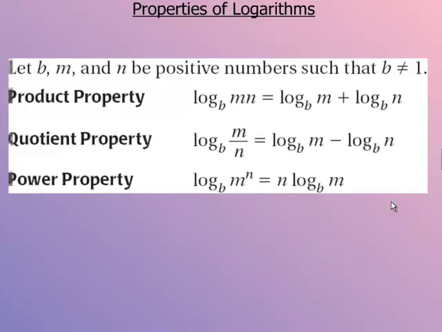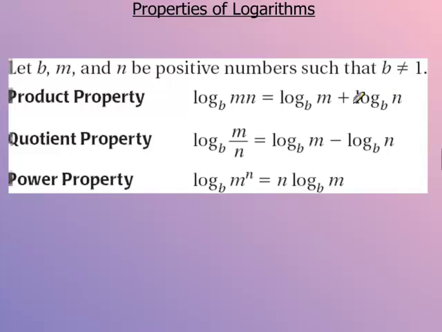In today's lesson, we're going to apply properties of logarithms. There are three main properties of logarithms that we're going to explore. Let m, b, and n be positive numbers such that b is not equal to 1, else it doesn't work. The product property states that log base b of mn can be rewritten as log base b of m plus log base b of n.